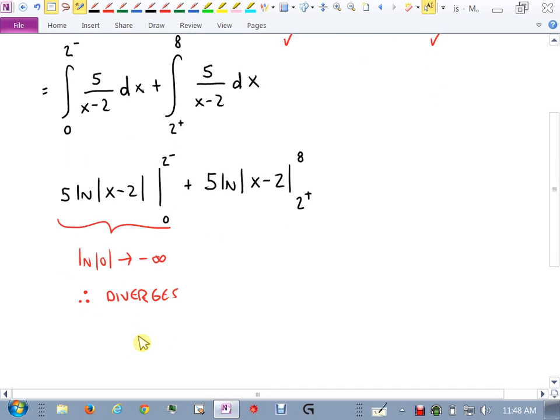Did we already talk about the 3 dots, therefore? Okay. Therefore, since the natural log of 0 goes to negative infinity, this whole thing diverges.